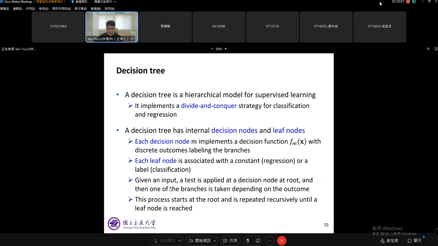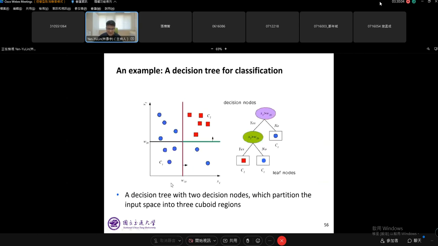For testing, suppose we are given a new data example. We will feed the data into the root of this decision tree. According to the decision function, we will assign this data point to one of the two branches. The process is repeated until this point reaches one particular leaf node, say this one. We will get the classification output. This is how a decision tree works for classification.